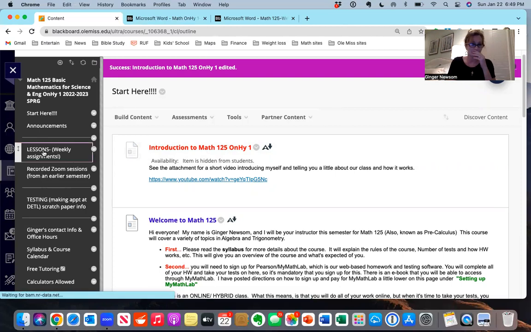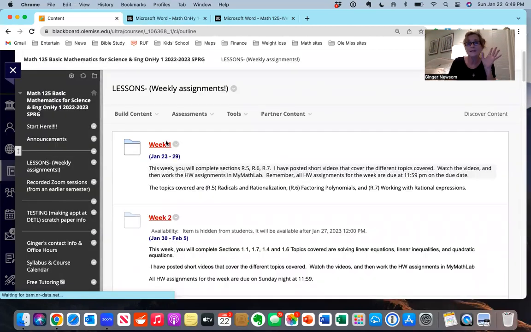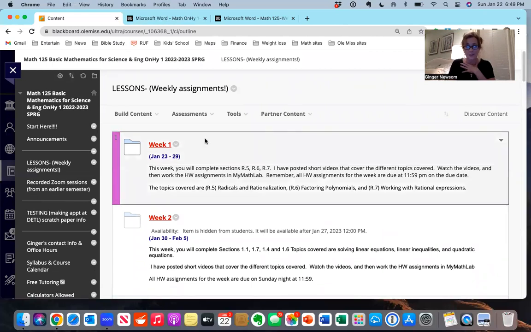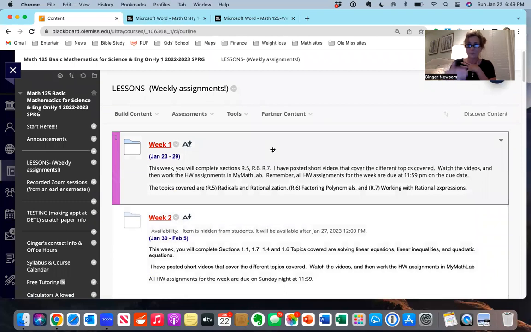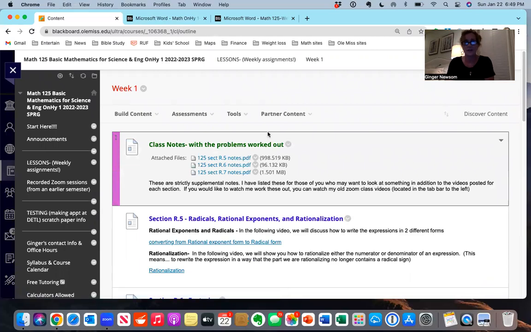So let me show you, for example. Please keep in mind, because I'm the teacher, I have all the weeks listed. But for you, I have it set for just week 1 to be there, and then week 2 will come up. So for you, you should only see week 1. This is that first week, and I've got the dates. It tells you what we're covering. If you were to click on week 1, let me just show you what I have in here.